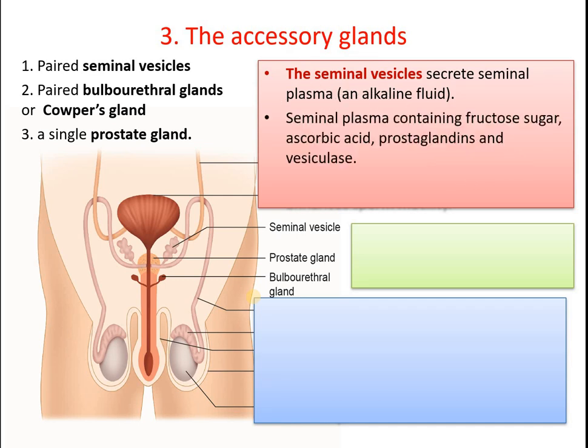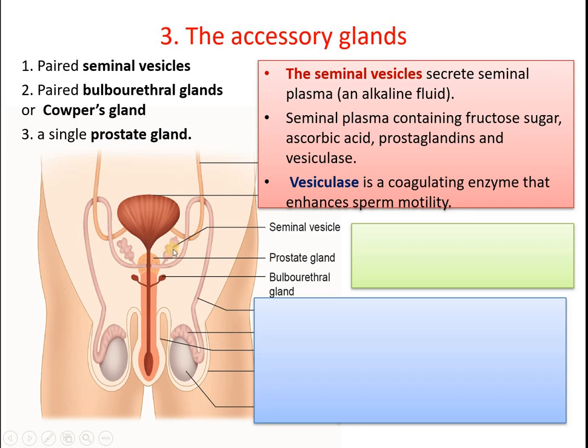The seminal vesicle. So this is a seminal vesicle. On the right side and left side you can find 2 seminal vesicles. The seminal vesicles secrete seminal plasma. It is an alkaline fluid. The seminal plasma contains fructose sugar, ascorbic acid, prostaglandins, and vesiculase. Vesiculase is a coagulating enzyme that enhances sperm motility.